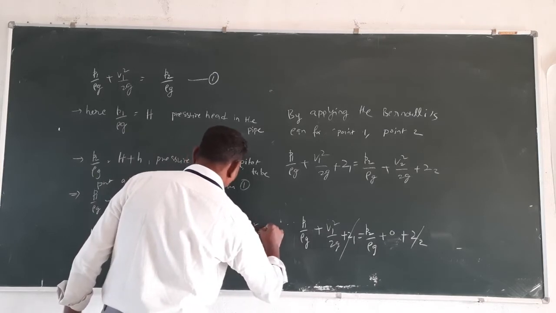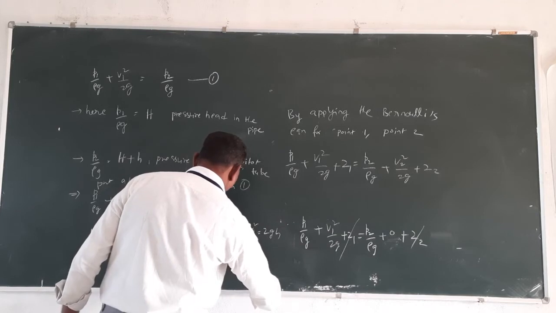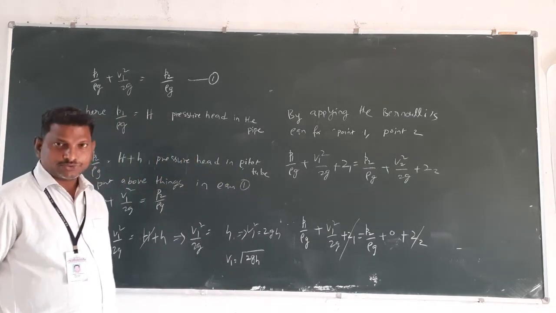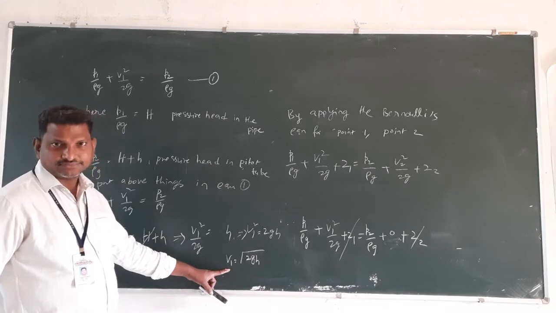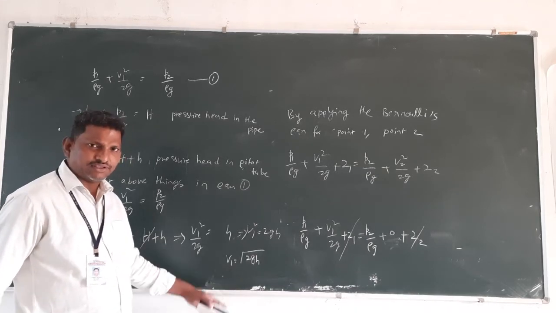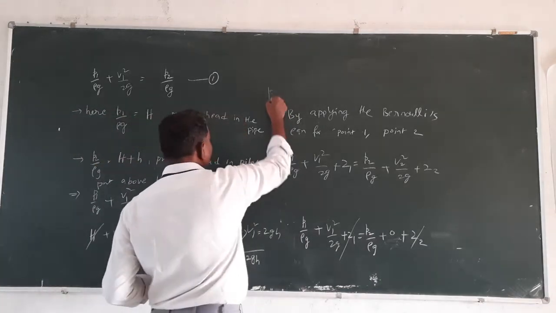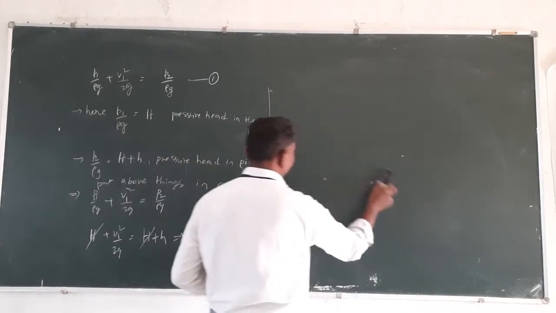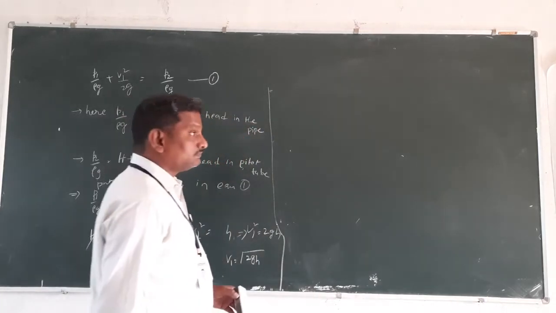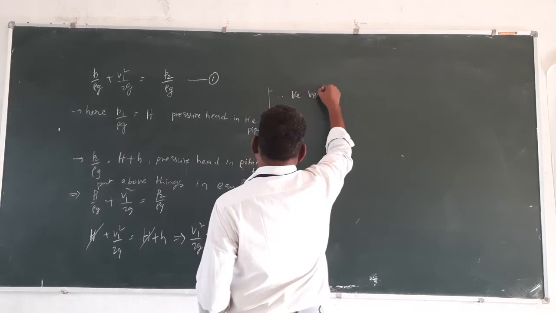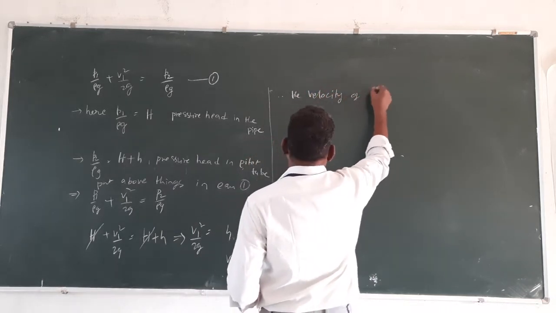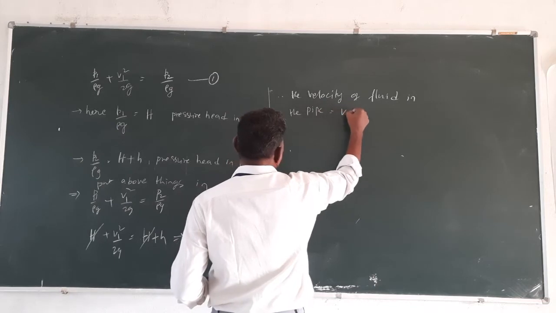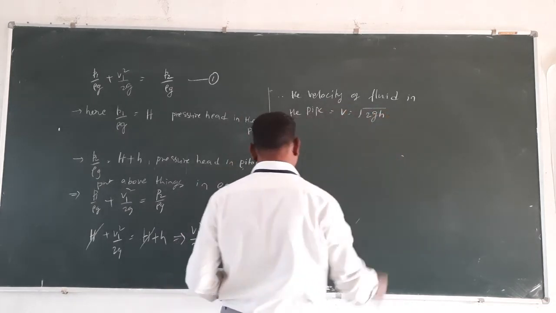Implies V1 square is equal to 2gh. V1 is equal to square root of 2gh. So at point 1, with this velocity, liquid is flowing in the pipe. The velocity flowing in the pipe is equal to square root of 2gh.